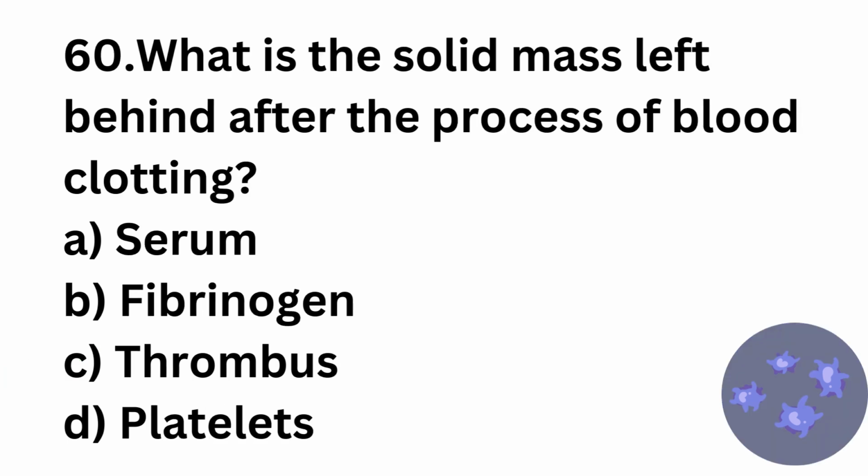Last question. What is the solid mass left behind after the process of blood clotting? You must have seen that brown color coating when there is a cut, and after drying it, that brown covering forms. What do we call it? Serum, fibrinogen, thrombus, or platelet? Answer is thrombus. It is also called a clot.